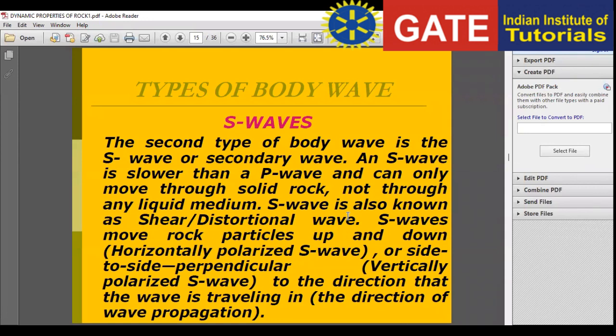So just remember the alternative names also: which one is the longitudinal wave, and which one is the shear wave and distortional wave. And the S wave moves rock particles up and down. Basically, P waves move the particles along the direction of propagation. Here the S wave moves the particles up and down, meaning horizontally polarized S wave, or side to side, perpendicular to the direction that the wave is traveling. Meaning, to the direction of propagation of the wave, the particles move perpendicular, up and down like this.